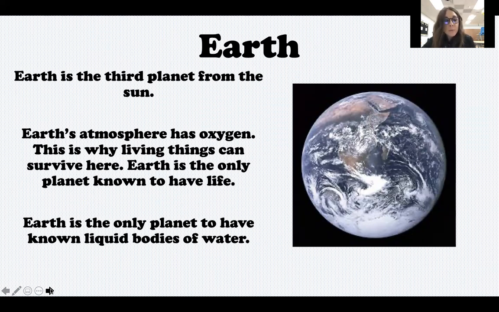But it is the only planet known to have liquid bodies of water. So there are some other planets that do have frozen water. There are some other planets that have been found to have traces of liquid water, but Earth is the only known planet to have liquid bodies of water. So we mean oceans, lakes, rivers, streams, ponds, all of those things.